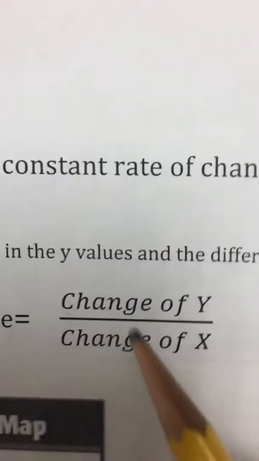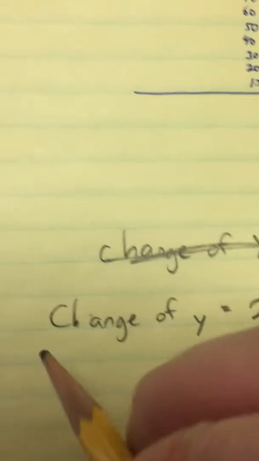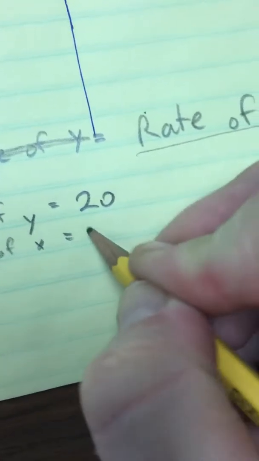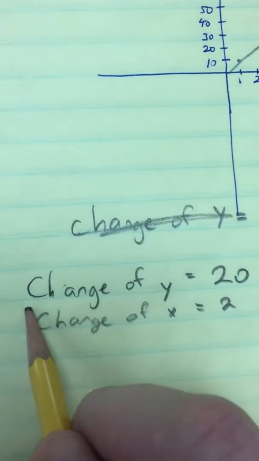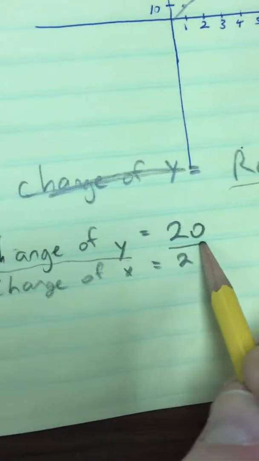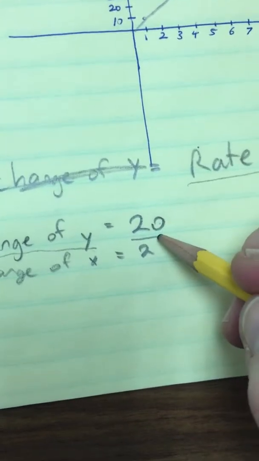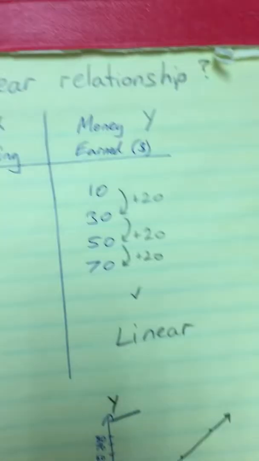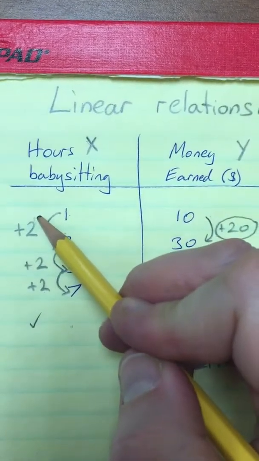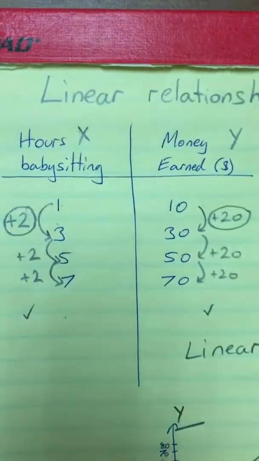Go back here. Change of y over the change of x. My change of x is 2. Change of x equals 2. And we want to find out the rate of change, which is change of y over the change of x. So the rate of change is 20 over 2. For every $20 we earn, we need to work 2 hours of babysitting.